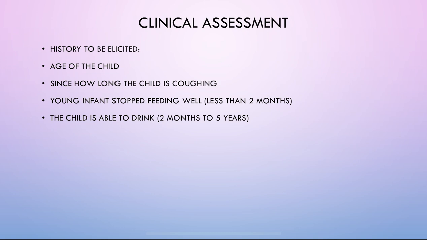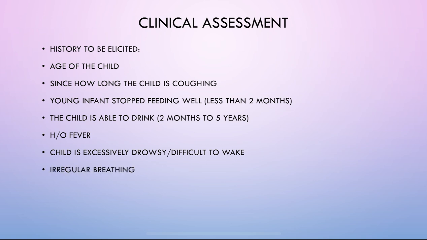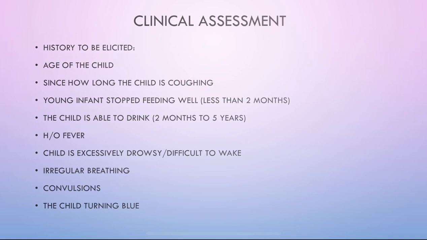And then, has the young infant stopped feeding well? If the child is less than 2 months, we need to find out if the child has stopped feeding well. Has there been any antecedent illness such as measles? Does the child have fever? We need to ask the history of the fever. Is the child excessively drowsy or difficult to wake up, and did the child have any convulsions? You should also ask about irregular breathing in the child. Is there any irregular breathing or short periods of not breathing, or is the child turning blue? Any history of treatment during the illness has to be taken.